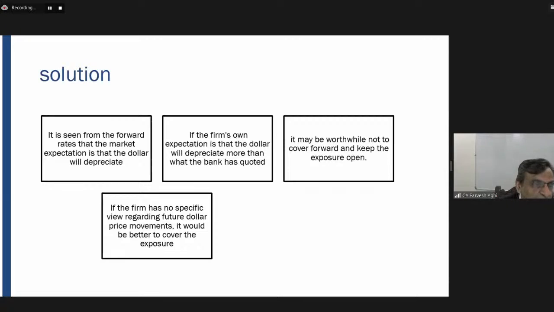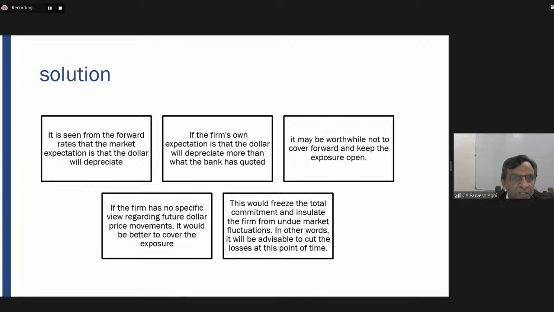If the firm has no specific view regarding the future dollar price movement, it should be better to cover the exposure. If he has not done his exercise and doesn't have any view, then it is always better to take a hedge himself. Don't leave any foreign currency risk uncovered. That is what a company normally does. Most companies would like to cover their risk, except for some specific companies which have a natural hedge because they are exporting and importing both. Normally all companies hedge their foreign currency and never leave any exposure unhedged.